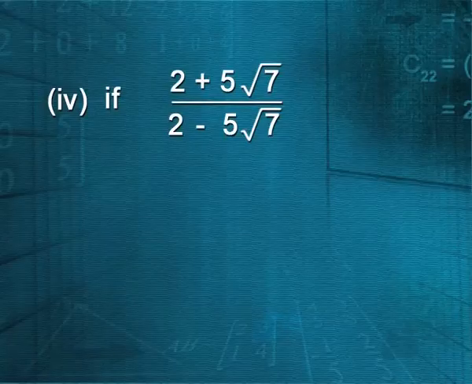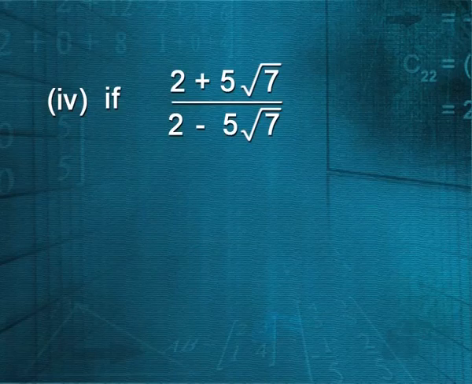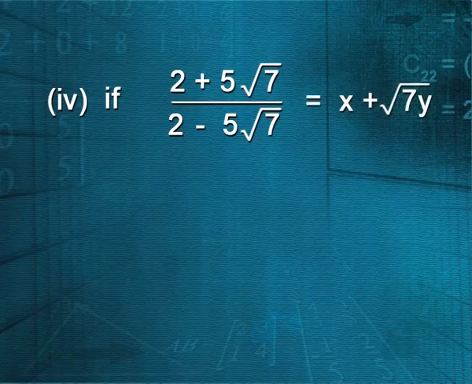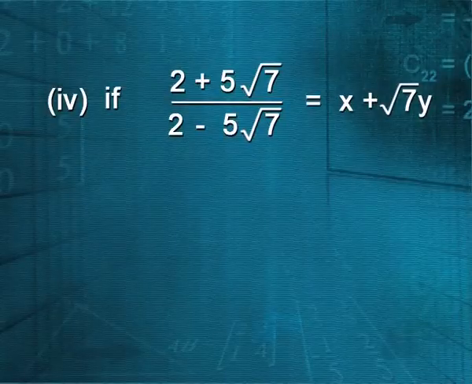Let us see one more example. In this example, we have given that if 2 plus 5 root 7 divided by 2 minus 5 root 7 is equal to x plus root 7 y, then find the value of x and y. So, we start with the left hand side, we simplify it, we rationalize it, and then we will compare the left hand side with the right hand side and will find the value of x and y.